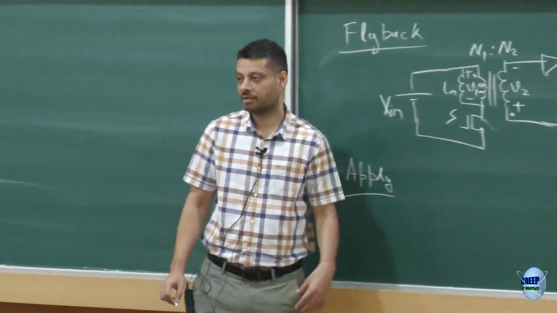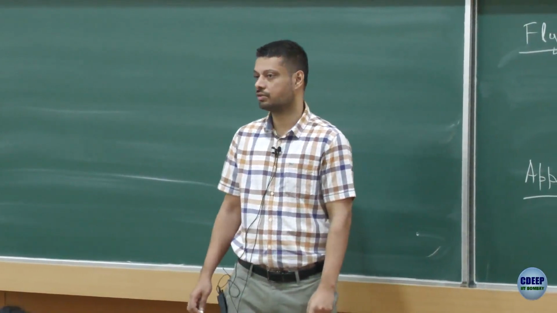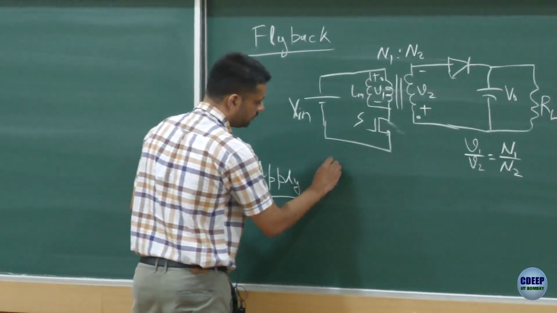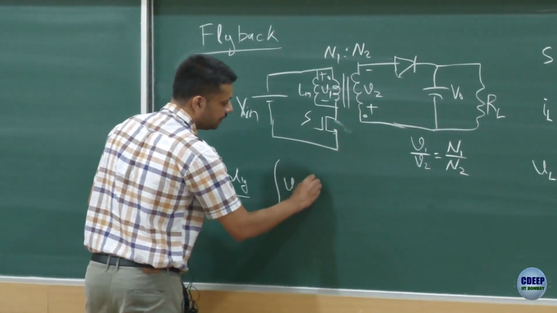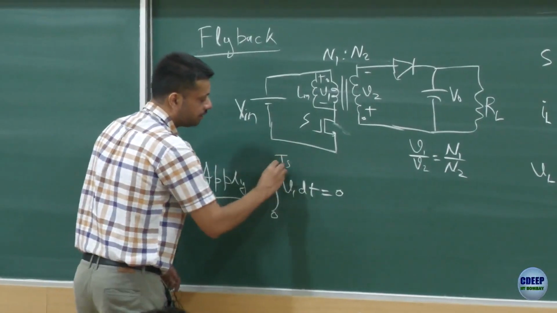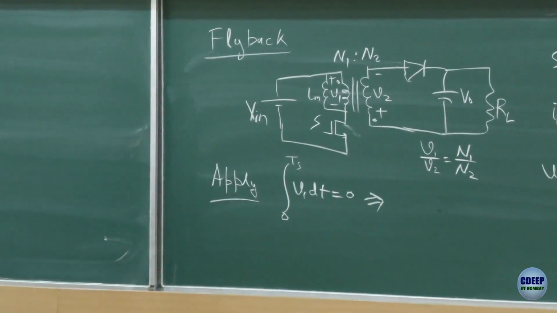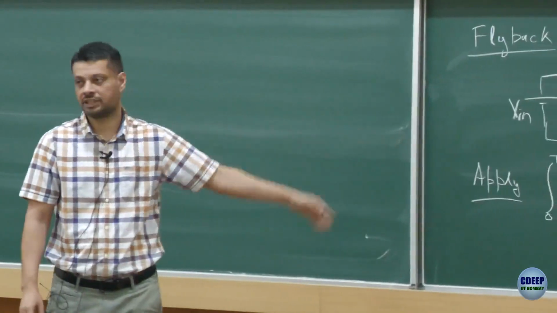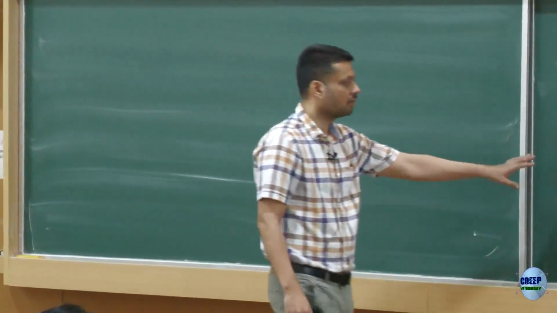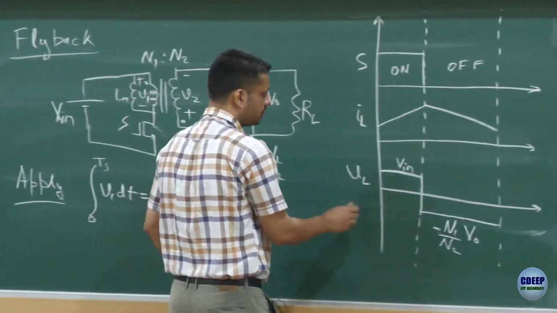So now we can apply the volt second balance. We have drawn the voltage V1, which is the voltage across the inductor. If I apply the volt second balance, which is the integral of V1 dt from 0 to Ts equal to 0, this would give us the relationship between the input voltage and the output voltage, right? We can apply volt second balance across an inductor assuming the circuit is operating at steady state. This is something we have seen already before.